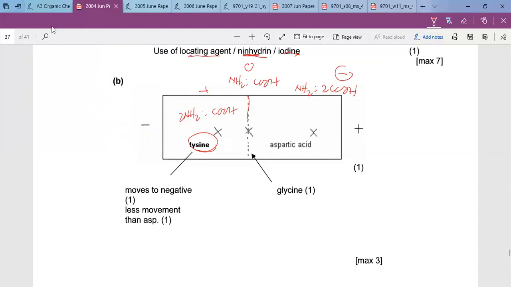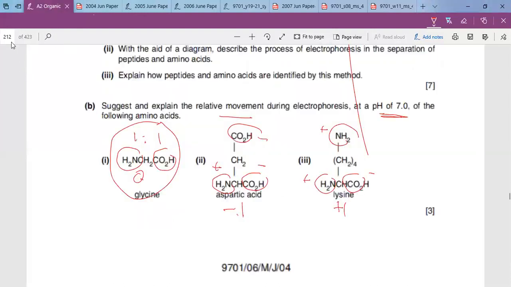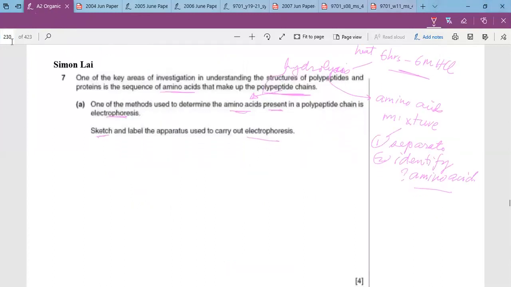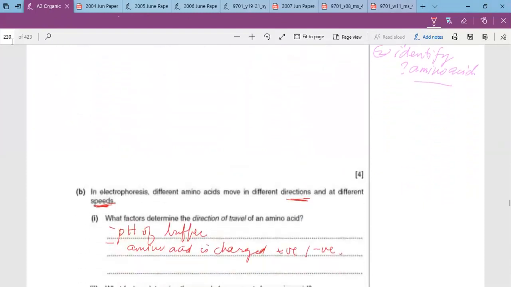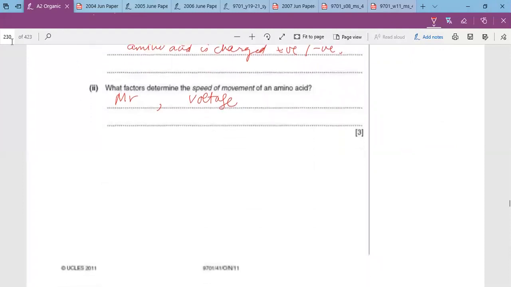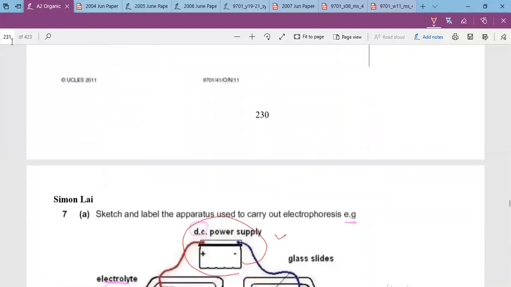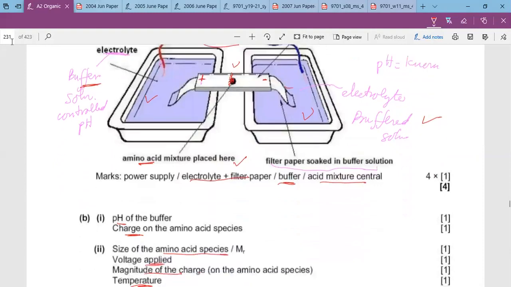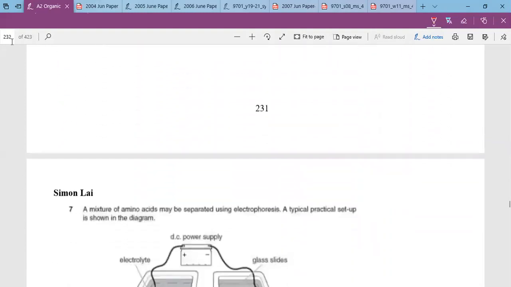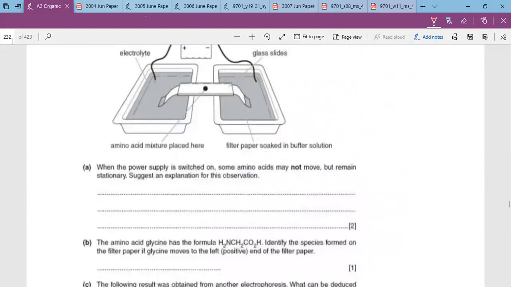Maybe you can try it. Okay, this is the first one that we talked about. Electrophoresis, we talked about this already. Let's see, 233. This is the marking scheme.